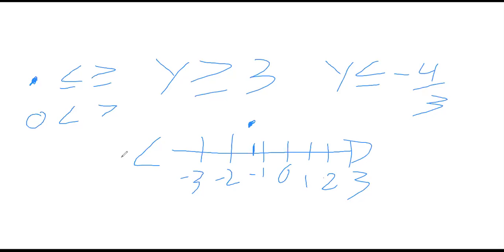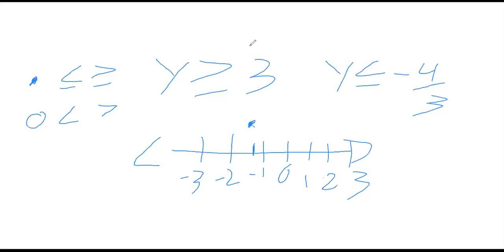Since it's everything less than -4/3, would we have an arrow going to the left or to the right? To the left. Yeah, because it's everything less than -4/3.